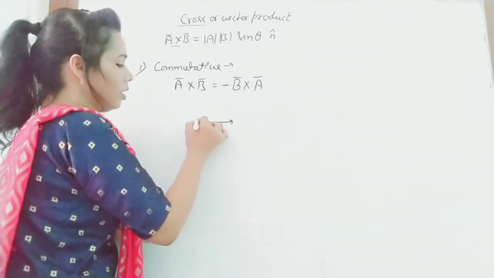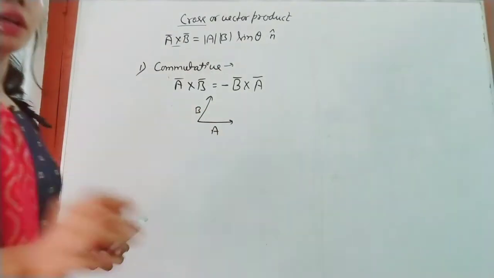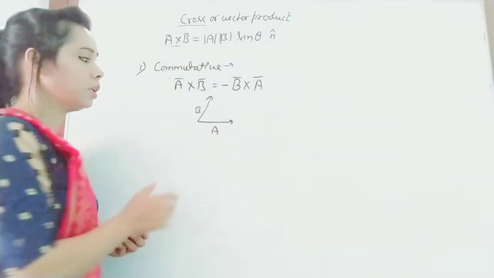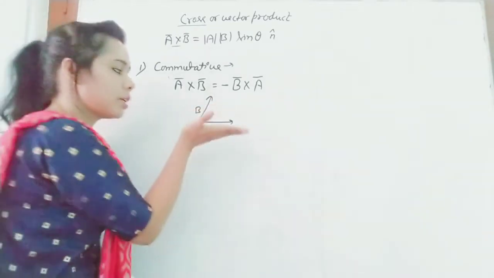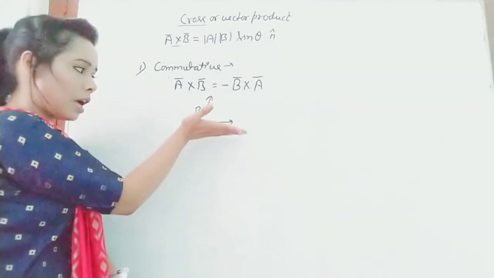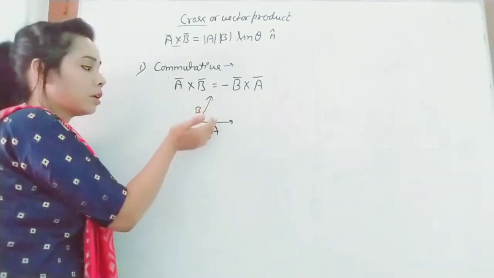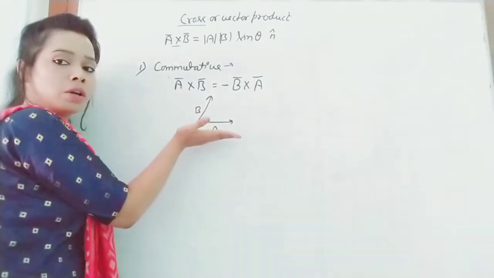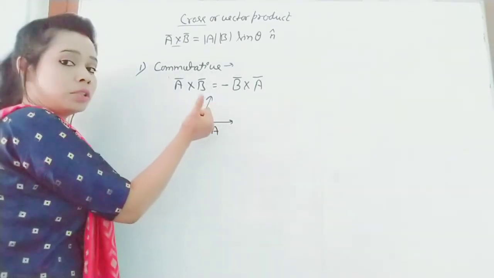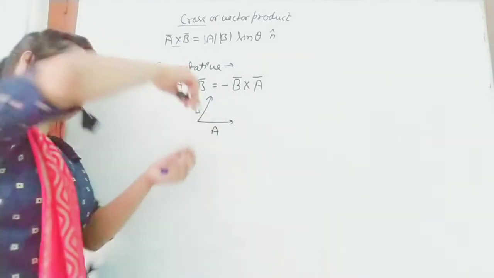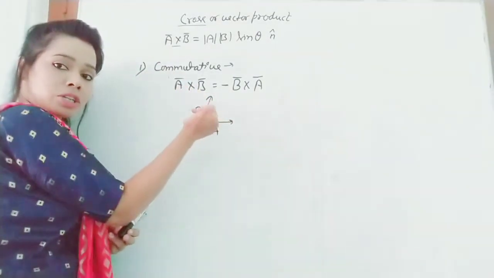Suppose this vector is A, this vector is B. So how can you find the new vector A cross B? See, direction. Why have I taken the negative sign? You will understand. If I am curling my fingers in the direction of the cross product of A and B, in the direction of A cross B, the thumb is pointing outward. So the new vector will have a direction perpendicular to this, outward.